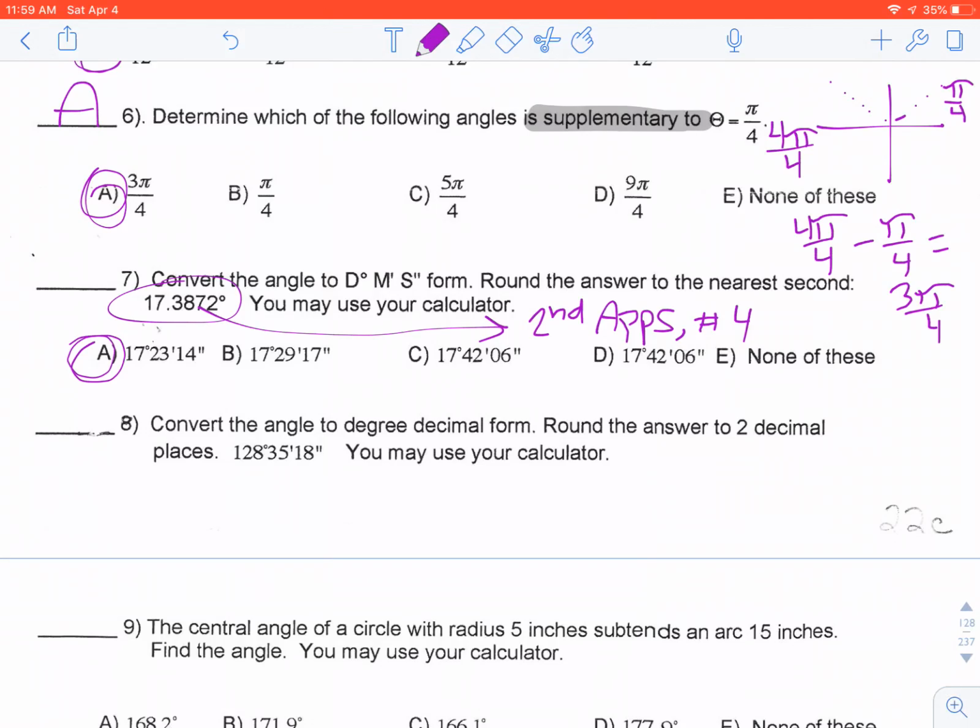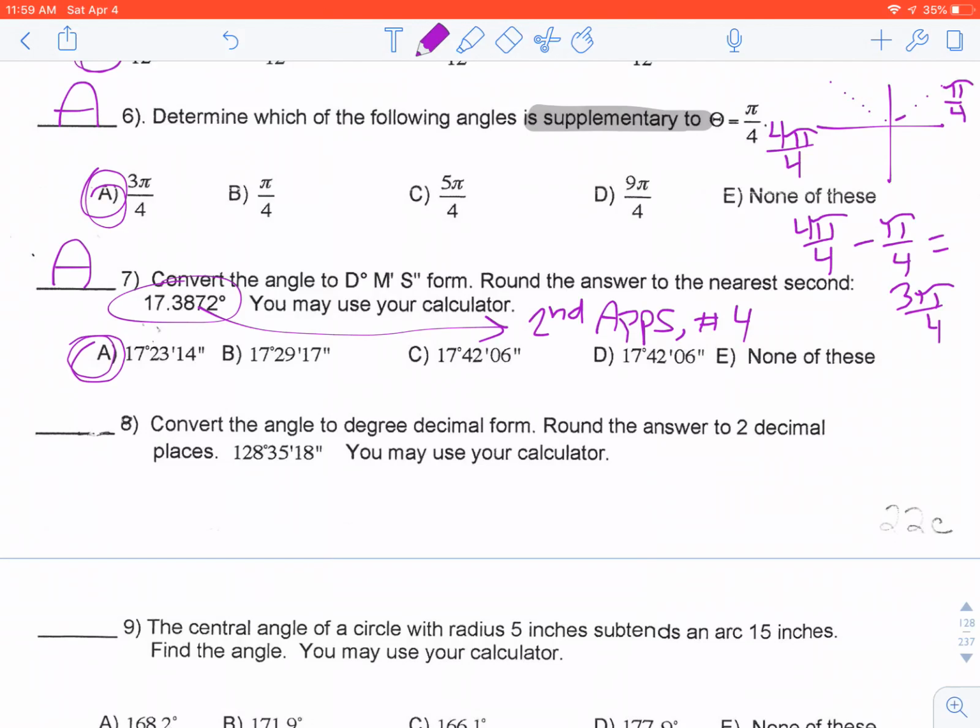Okay. So if you did not have 17 degrees, 23 minutes, and 14 seconds, let me know. My calculator had 13.92 seconds, which we just round, because the question does say, if you need to round to the nearest second, you may do that. Okay? So 7 is A.